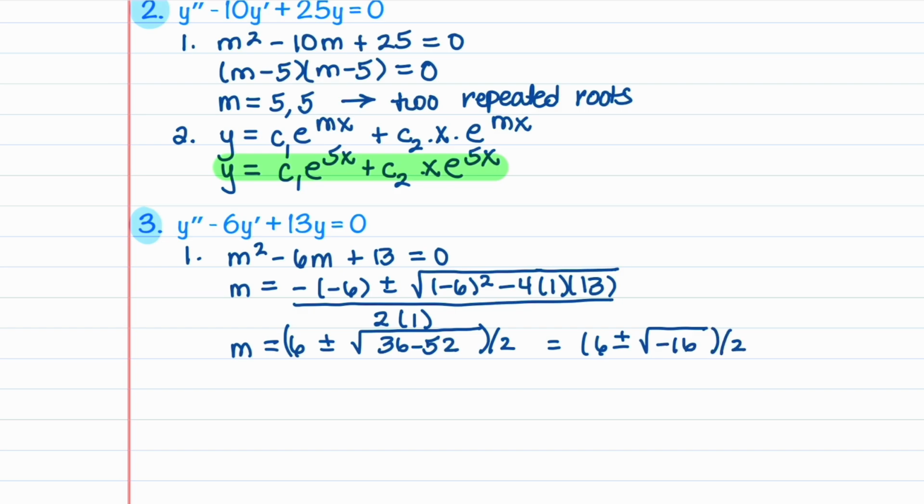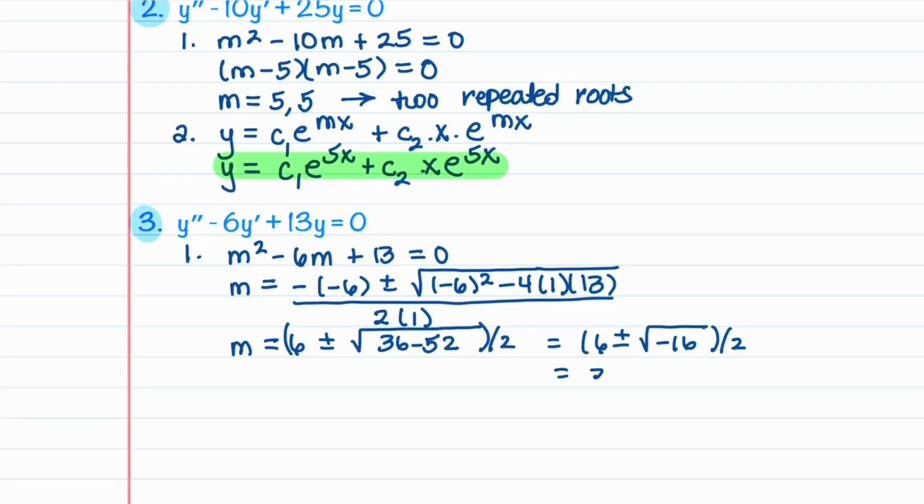We divide it by 2. So this gives us 3 plus or minus the square root of minus 16. Let's write down that the square root of minus 16 is 4 square root of minus 1, which gives us 4i. So we have 3 plus or minus 4i divided by 2, so that gives us 2i. And these are what we call two complex roots.